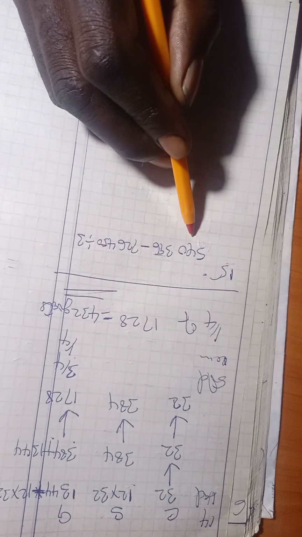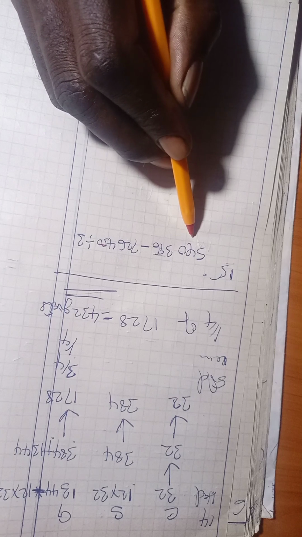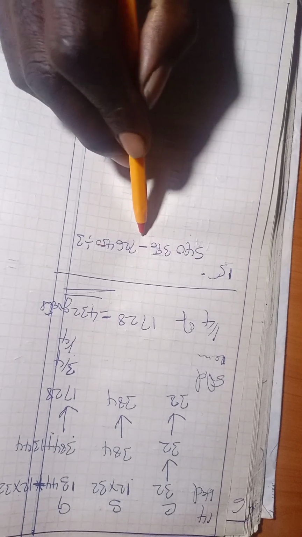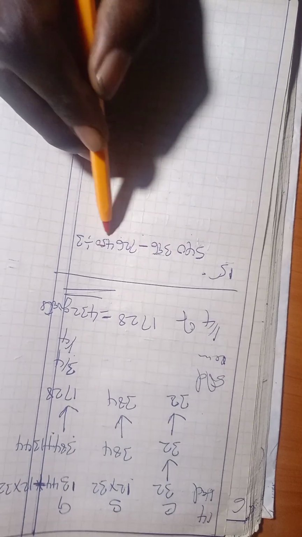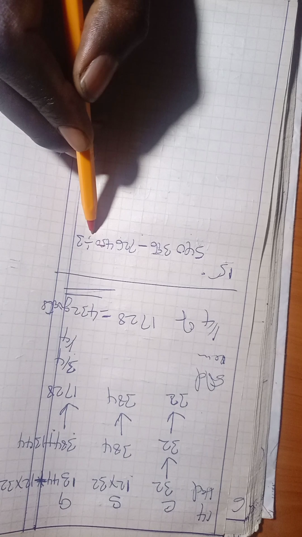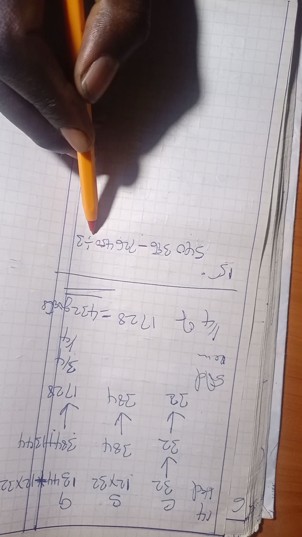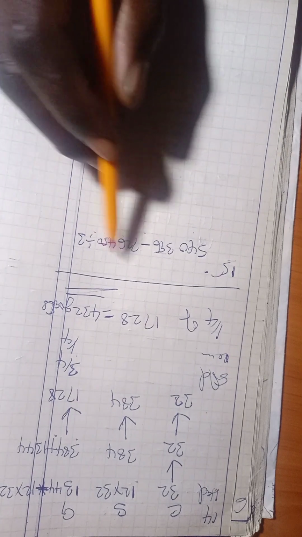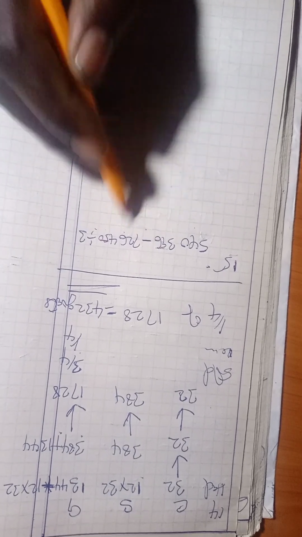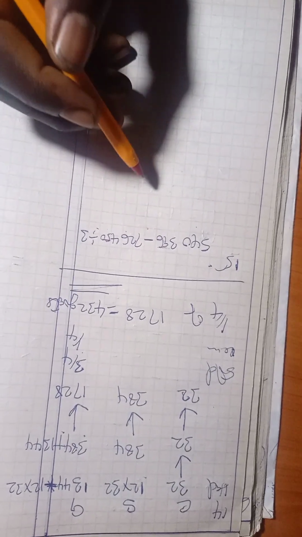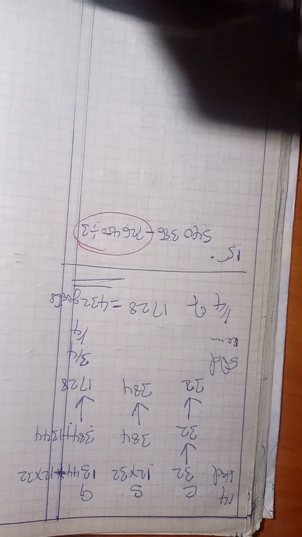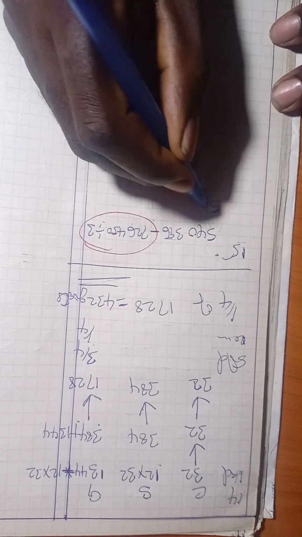Now, you have a question like this. Evaluate 540,396 minus 726,450 divided by 3. And then you are to write the value of the digit in thousands of the result you get here, or the answer you get here. So for something like this, you work this part first.